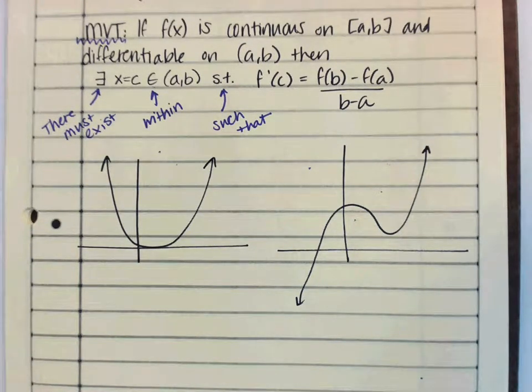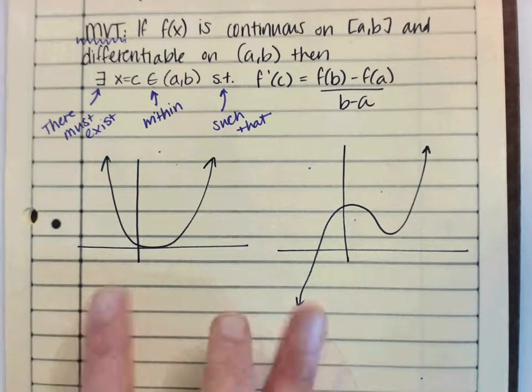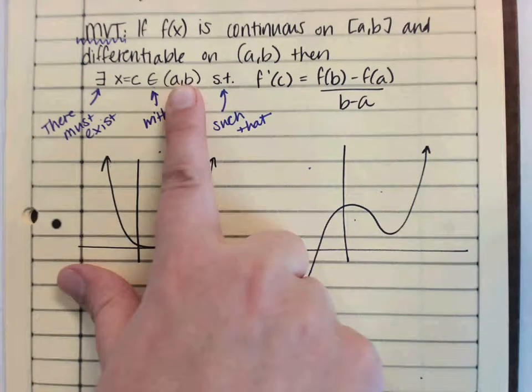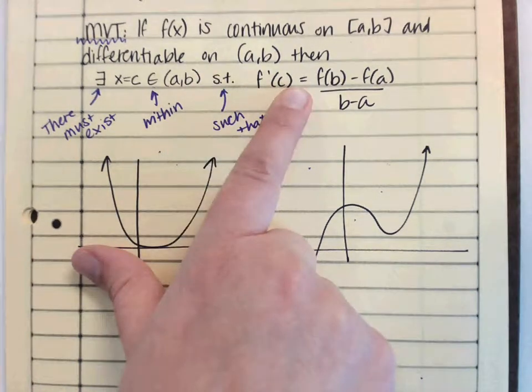Okay, first my graph has to be continuous. It has to be differentiable. Remember, differentiable means no cusps, no corners, no breaks in the graph, no asymptotes, nothing like that. So I picked polynomials because those are safe. X squared is never going to not be differentiable. X cubed, never not differentiable. So both of my graphs meet those criteria. Then there must be a c in (a, b) such that f prime of c equals this guy.